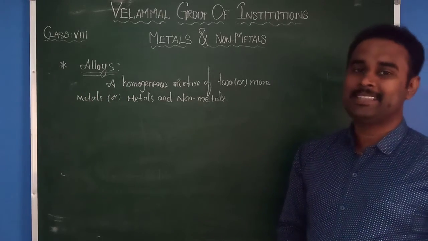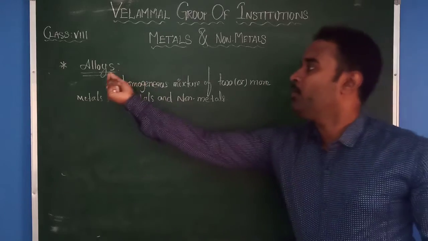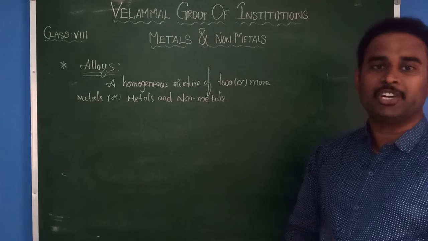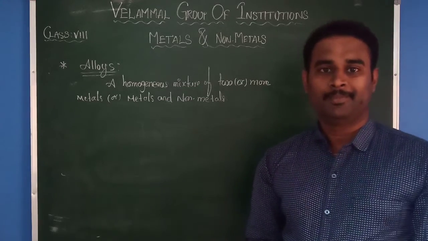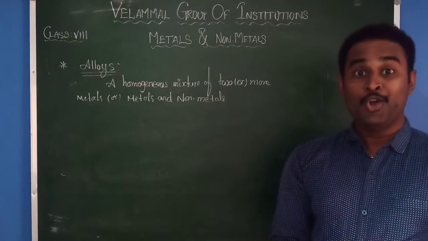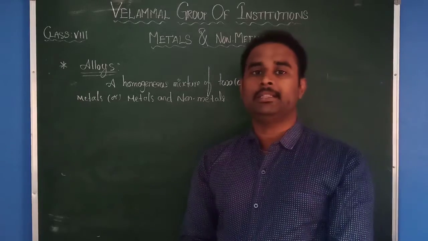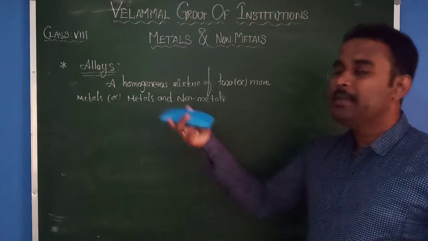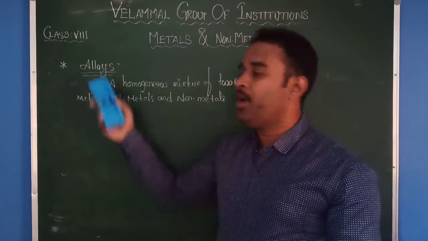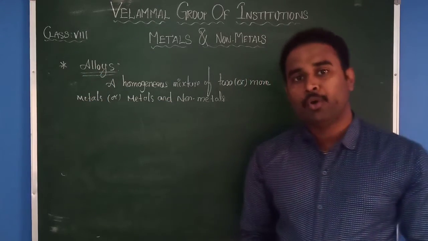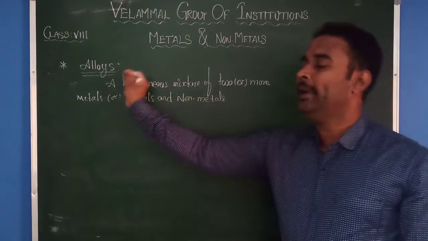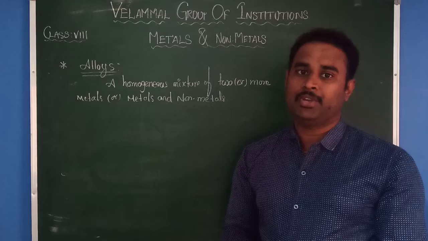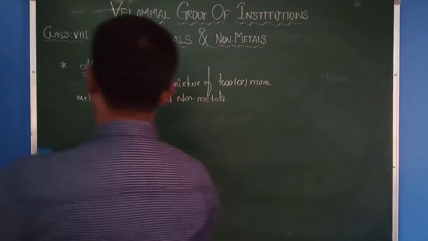One more advantage is there. Usually metals have a nature to get rust. To avoid the rusting of metals, we mix two or more metals. That means we are preparing alloys. Therefore, one more benefit of making alloys is to avoid rusting. Okay? Let us see examples.